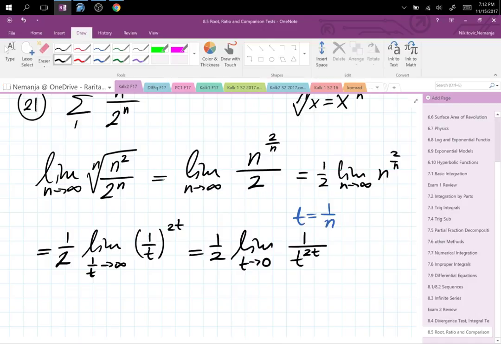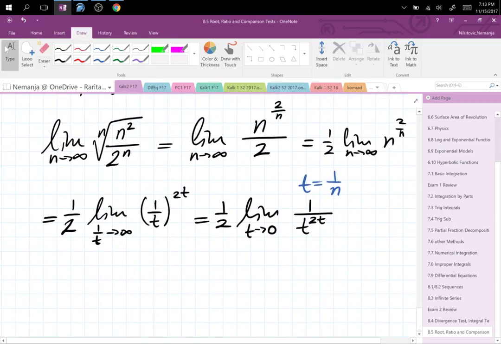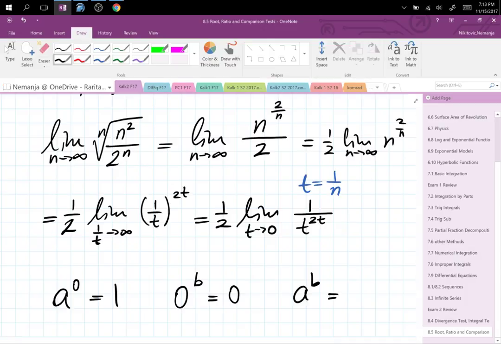What do we know from growth rate of functions? What kind of 0 to 0? 0 to the 0 could be what? Anything to the 0 is what? 1. And 0 to anything is? 0. So now, when you look at these two, they are at odds. If you have A to B, and they both go to 0, which one is it? Is it 0 or is it 1? It's 1. Growth rate of these functions is the same.